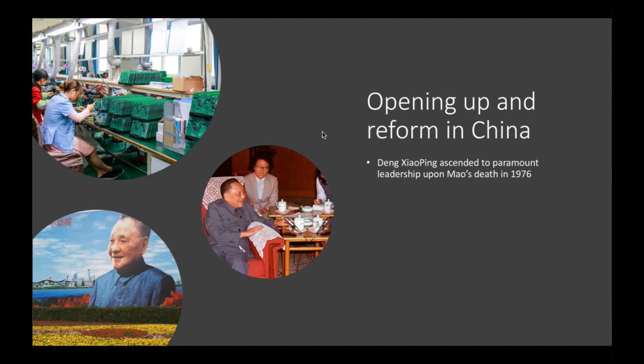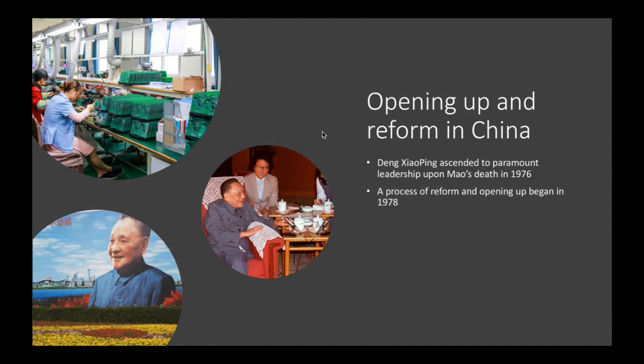Although Deng himself actually never held any official great offices of state, through political maneuvering and through a wide consensus, Deng was the paramount leader. He represented China. He was the de facto head of state for the country.